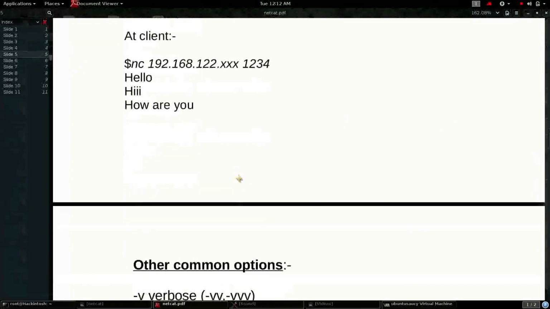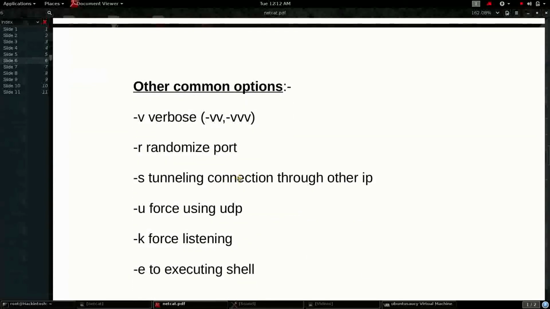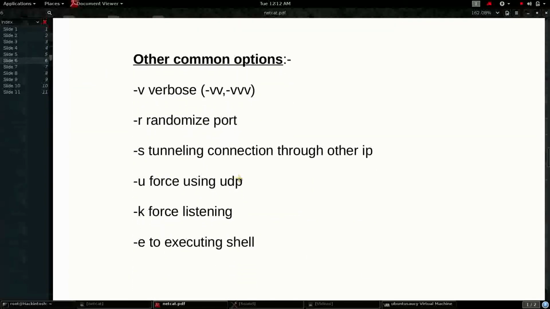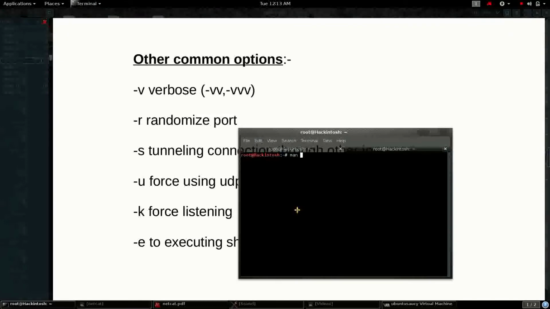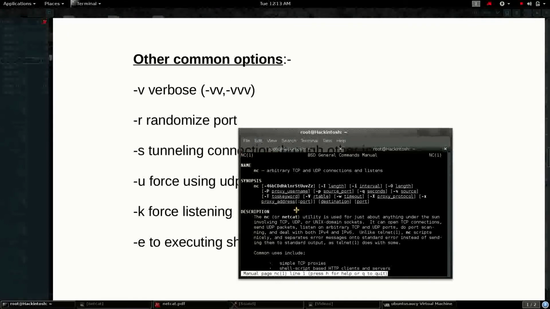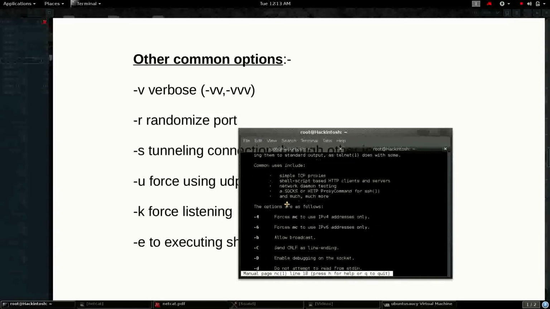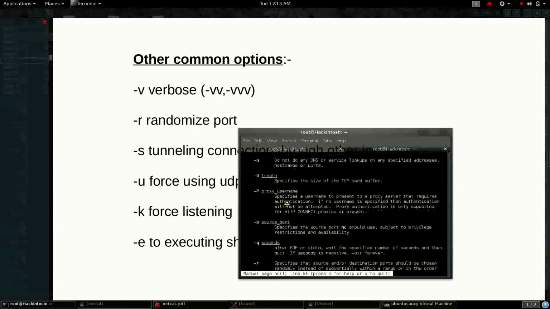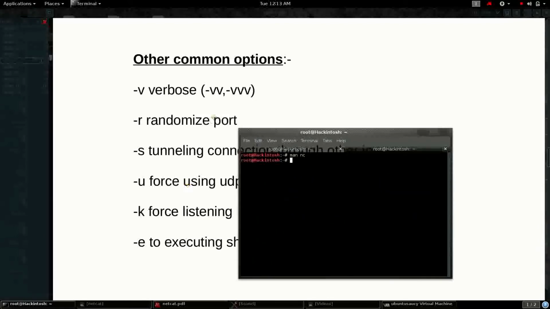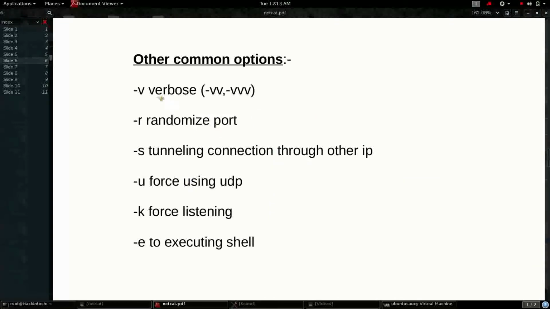So let's move further. Okay, so let's talk about some common options of Netcat. For one thing, it has lots of options. You can see them by using man. If I just show you the man, you need to use man nc, and it will show you all the available options. You can read it and try these out, but the most common and useful options are these.